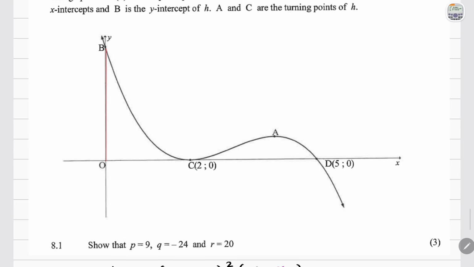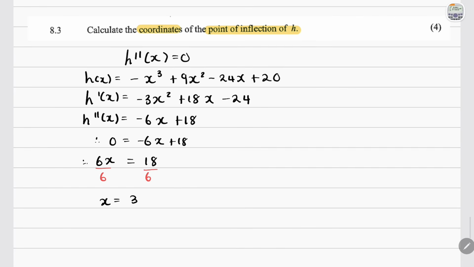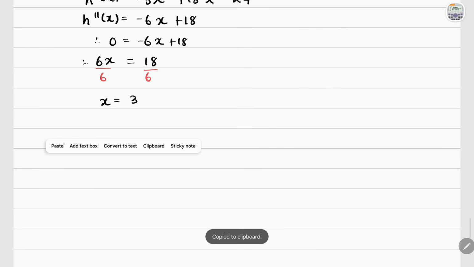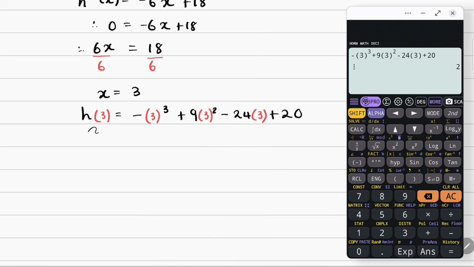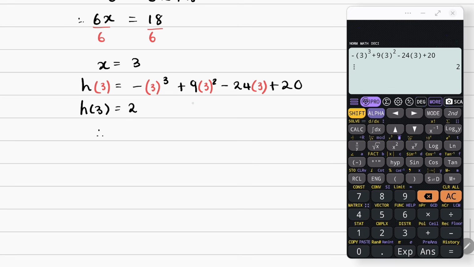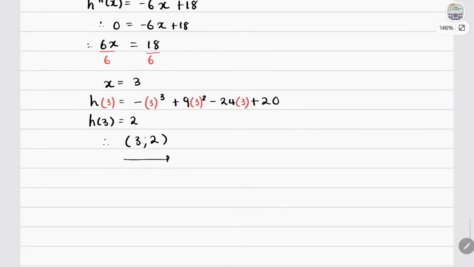So if you know that the point of inflection will be found where x is equal to 3, how do you find the y value? Well, it's a point on the graph. So just substitute that x value into the equation of your function to get the y value that goes with it. So this is our function. We'll substitute 3 into this equation. So h of 3 is simply equal to 2. And so these are our coordinates. The point of inflection is (3, 2). And that is our answer. Moving on to the next question.